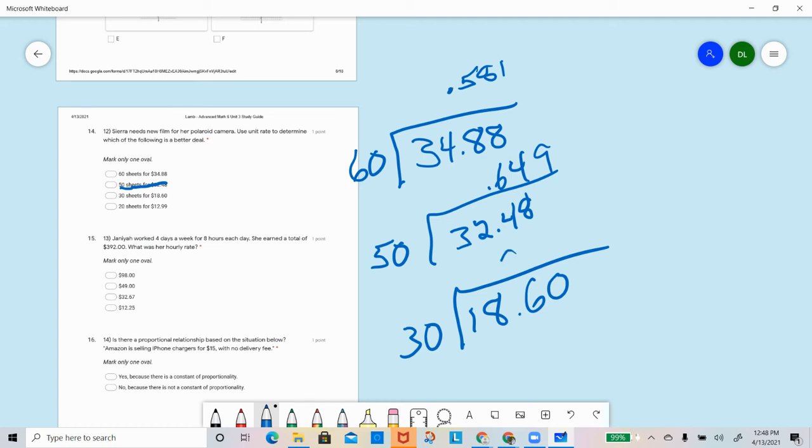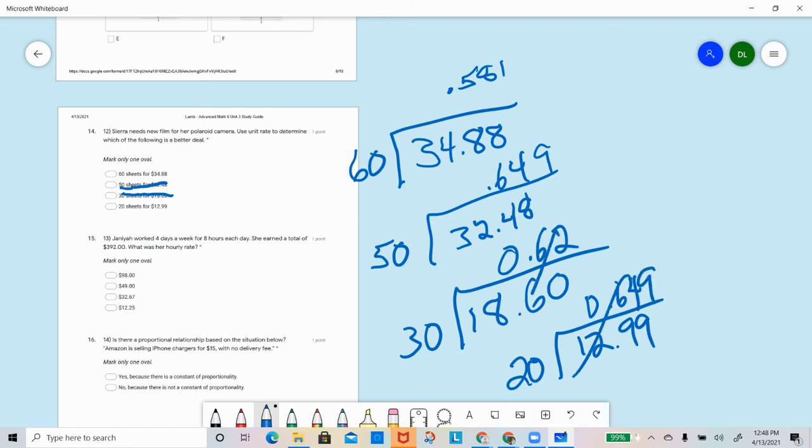And that's 0.62. Okay, again, can't be that one. Still not as cheap as 0.581. And then we have 20 for $12.99. So 20 into $12.99. Ooh, even more expensive. 0.649. So nope. Obviously, this one is the correct answer, the one that's 60 sheets for $34.88.